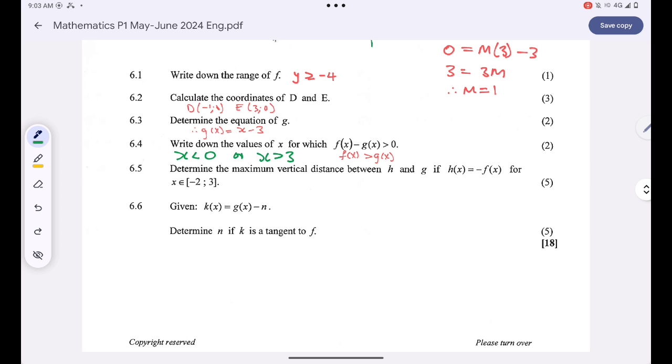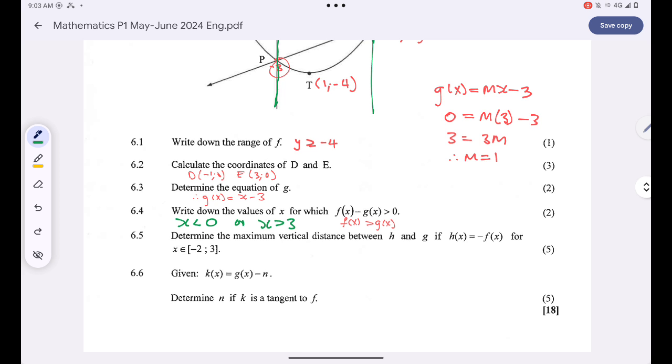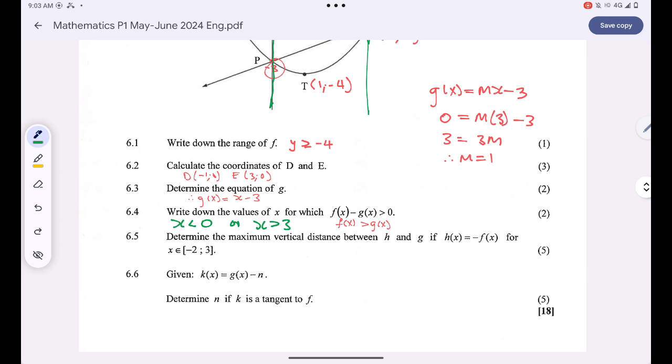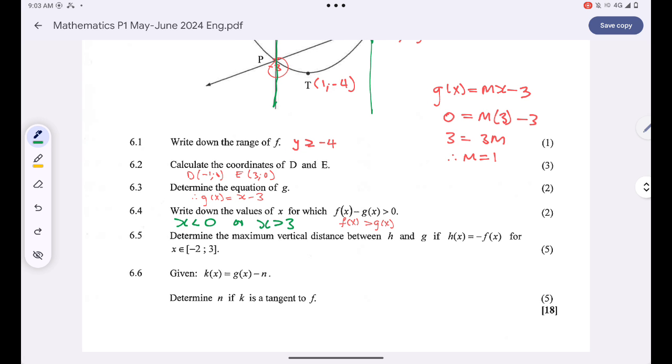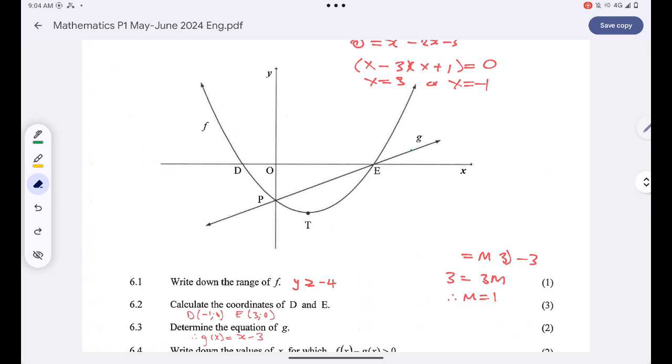Okay, and then now 6.5, I'm being asked to determine the maximum vertical distance between h and g, if h is derived from reflecting the graph of f on the x-axis. So basically they want us to take the graph of f. Let me remove these things over there so that we can have room to write.